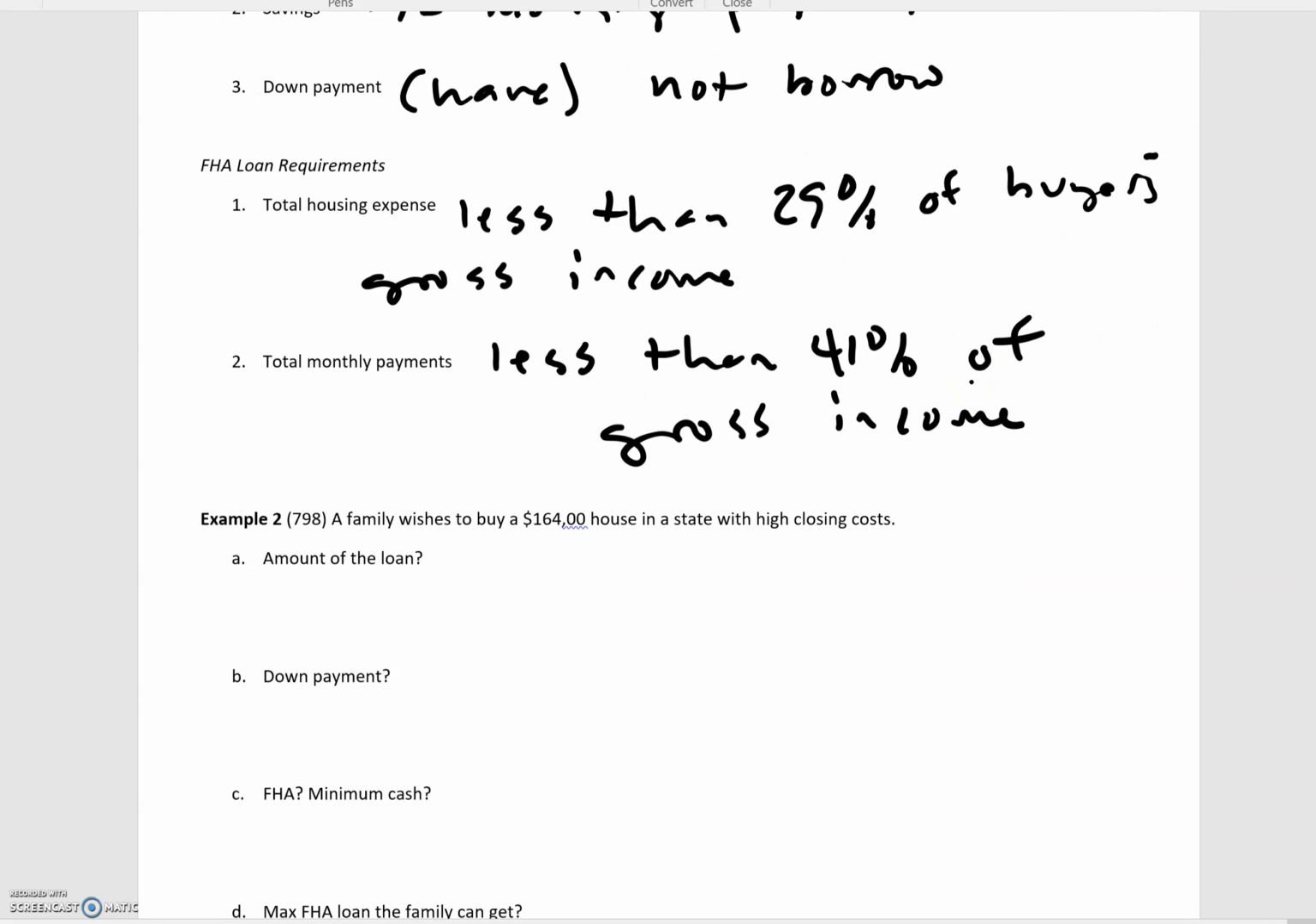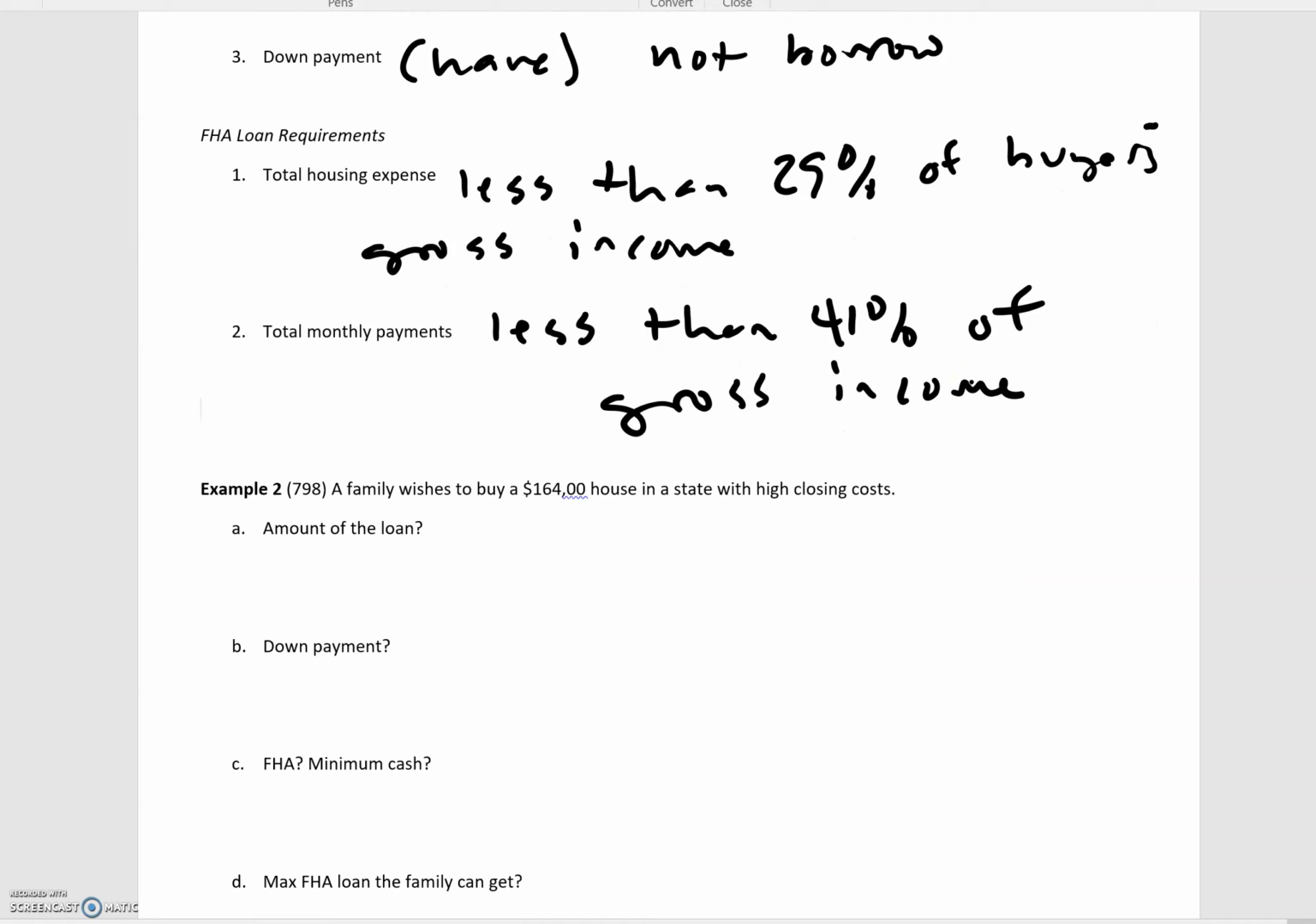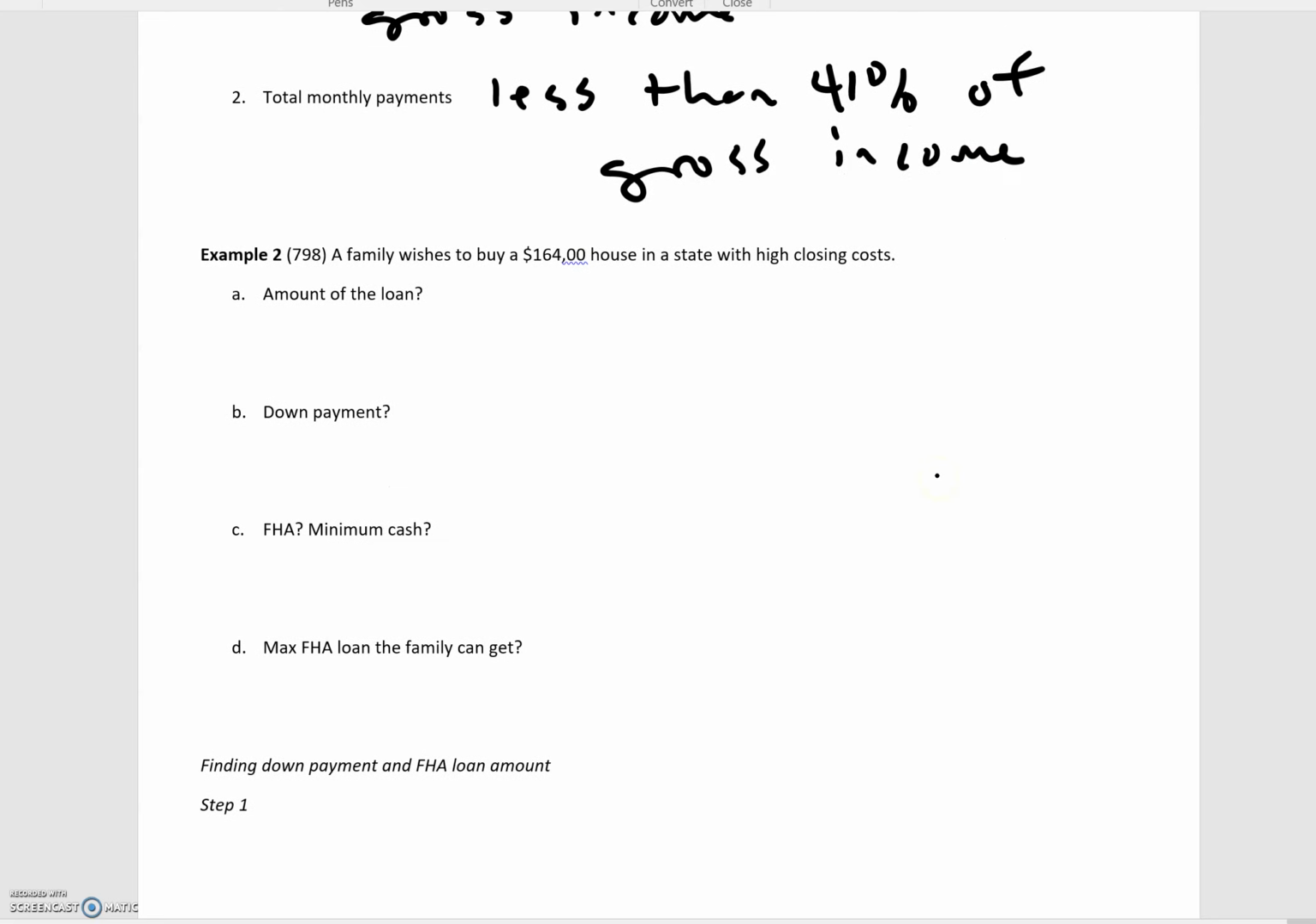Okay, so I've got a collection of examples from the text, and then there's a few exercises I wanted to go through that would assist you on your problem set. So first thing is, it looks like I made a mistake and I forgot to add a 0 here, but let's take a look at an example 2 from page 798.